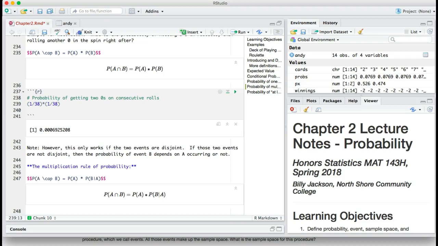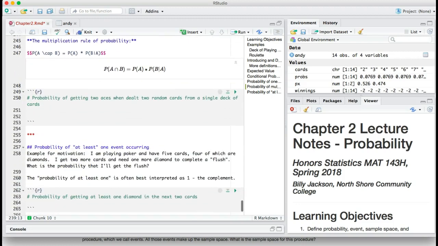If the two events are not independent, then the probability of event B, the second event, depends on whether A occurred or not. So in that case, we have the general multiplication rule of probability, which is the probability of A and B occurring in sequence is the probability of A occurring times the probability of B occurring given that A occurred. So let's do this out with an example.